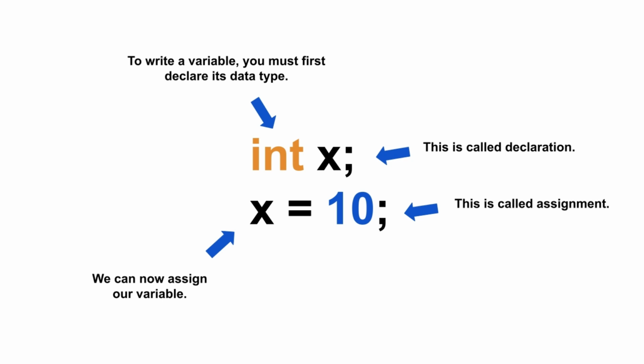Then we can assign a value to our variable. This process is called assignment. Just make sure to write a value that matches the assigned data type.